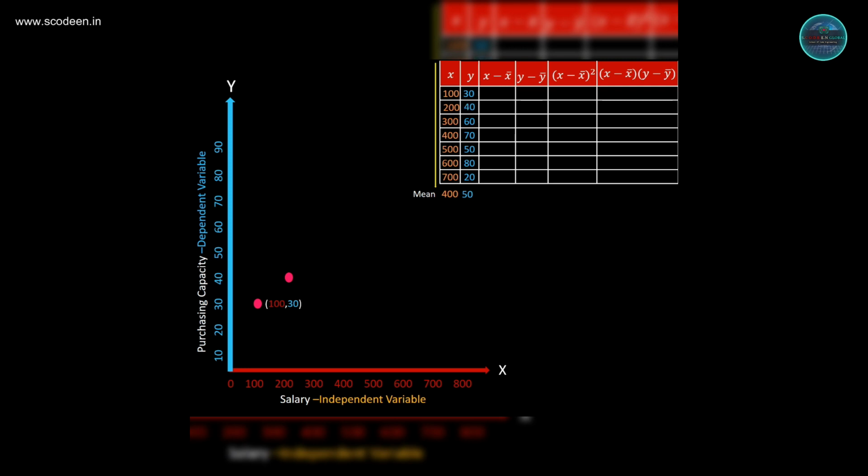The coordinates are 200 and 40. We must always understand that the regression line must go through the point where the x mean value and y mean value cross. So here 400 is the x mean value and 50 is the y mean value. The coordinates are 400 and 50. Here the regression line must go through.